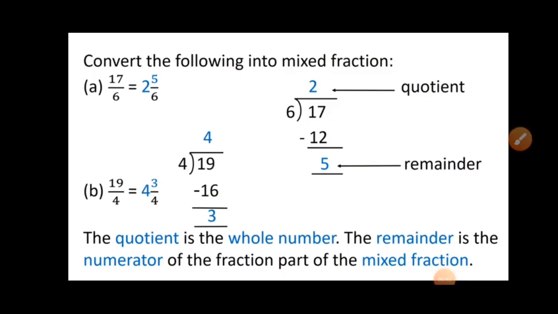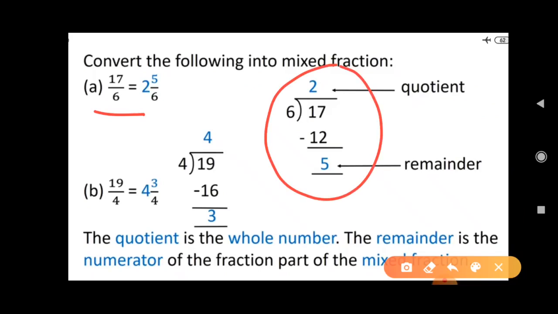Convert the following into mixed fraction. Suppose here one number 17 upon 6 is given. Now I want to convert it in mixed fraction. So first of all I divide 17 by 6. So after dividing it, I will get 5 as remainder, that I will write in numerator.